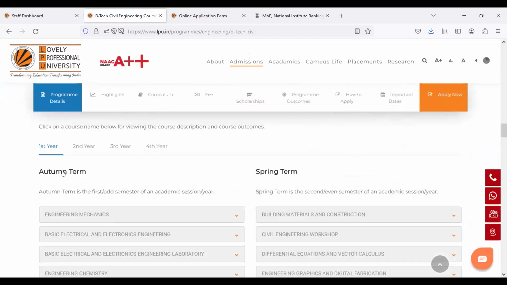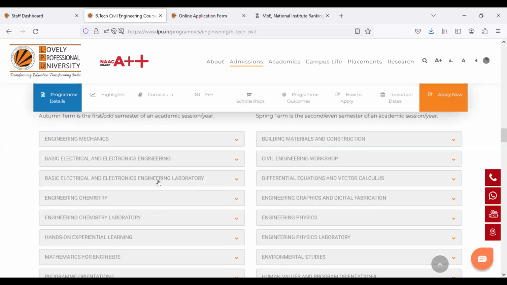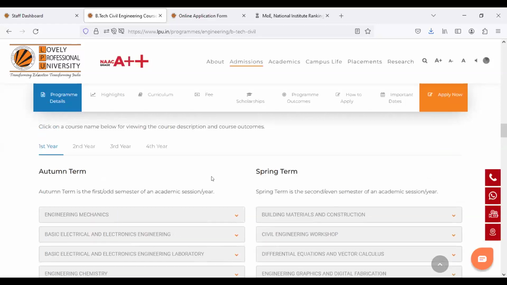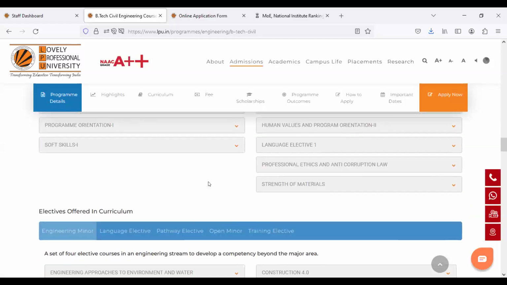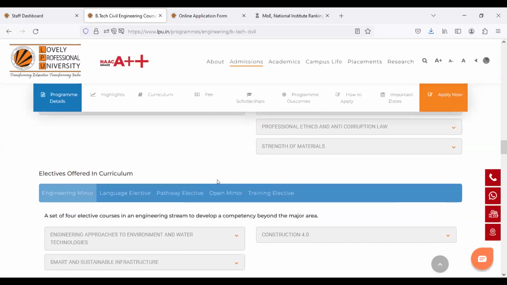In the first year, first semester, that is the autumn term, what subjects you are going to study. In the second semester, what subjects you are going to study. Likewise, second year, third year, and fourth year. All the details you can see over here. And further, we have a very interesting curriculum. We have introduced engineering minors. We have language electives, pathway electives, open minors, and training electives.